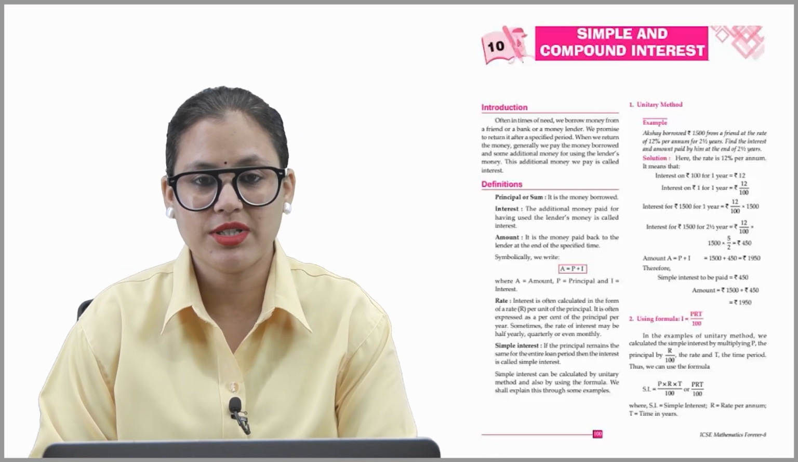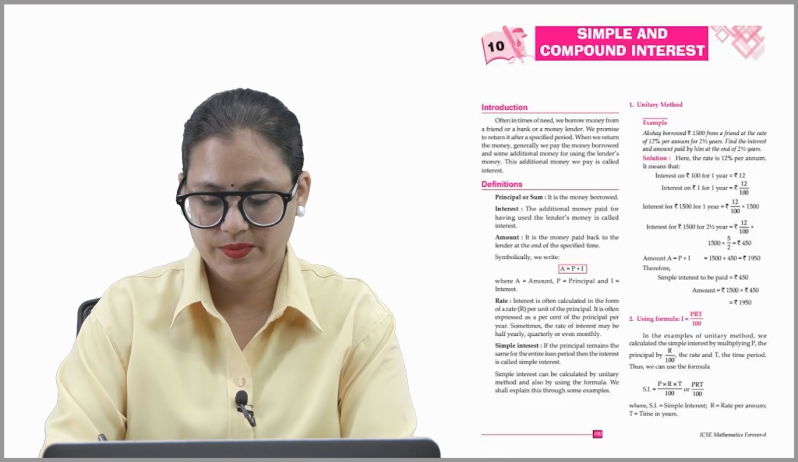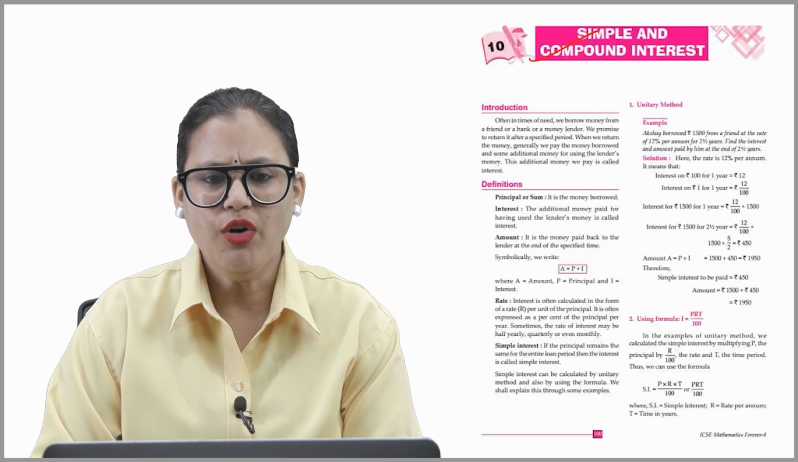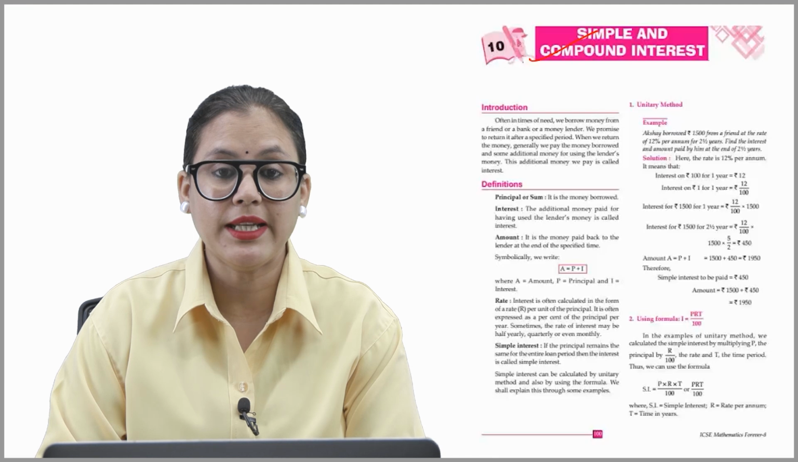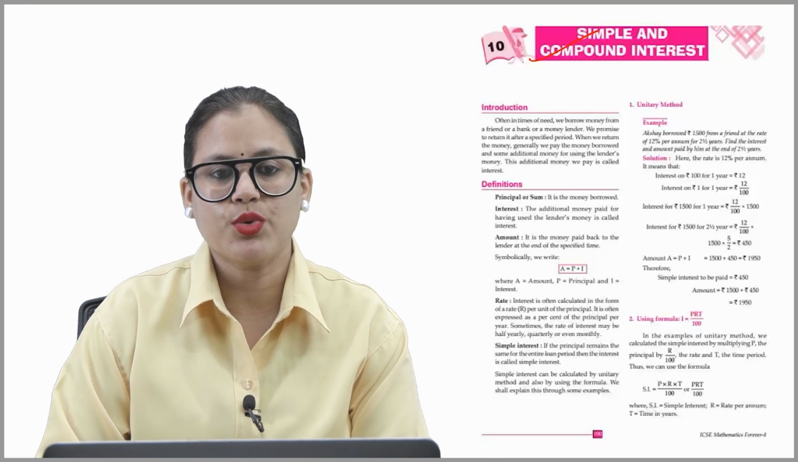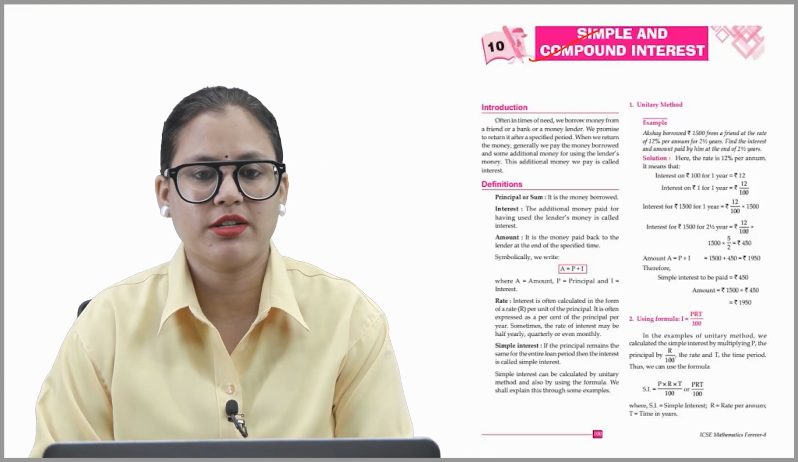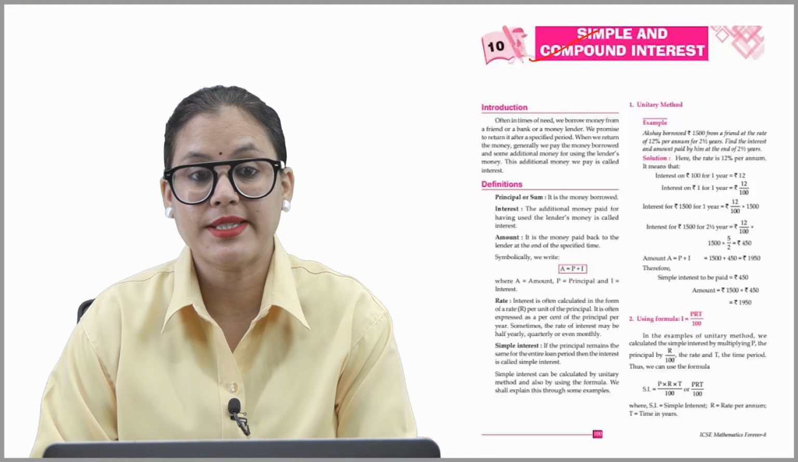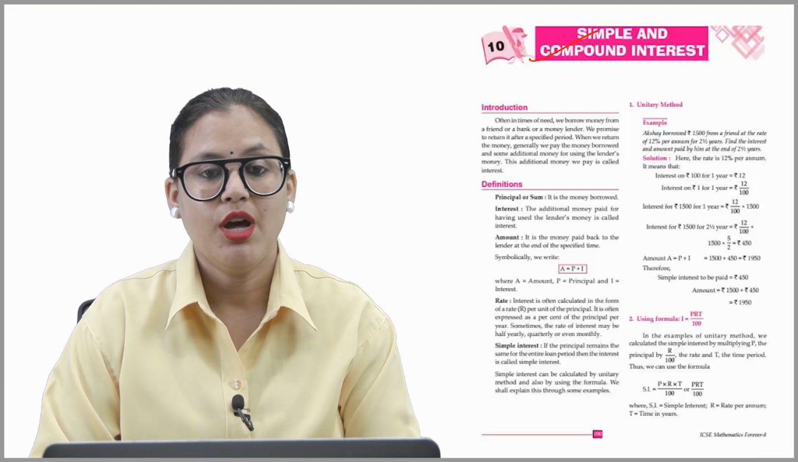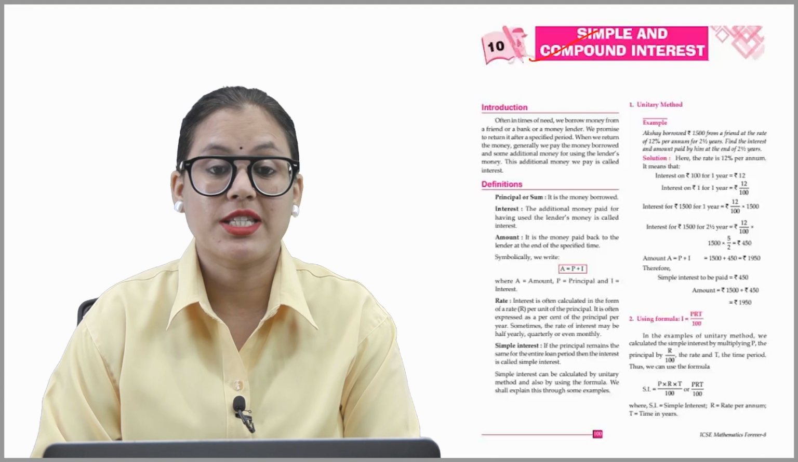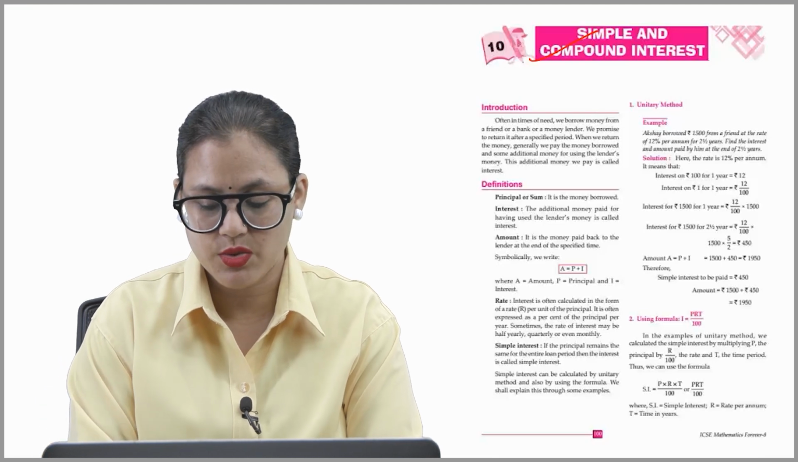Let's start today's chapter, Simple and Compound Interest. Introduction. Often in times of need, we borrow money from a friend or a bank or a money lender. We promise to return it after a specified period. When we return this money, generally we pay the money borrowed and some additional money for using the lender's money. This additional money we pay is called interest.